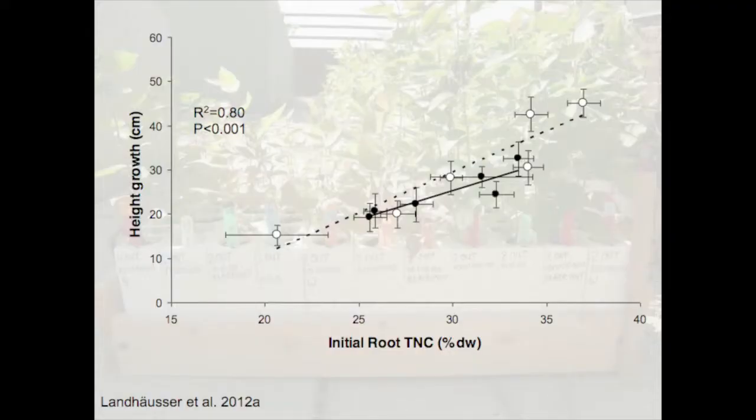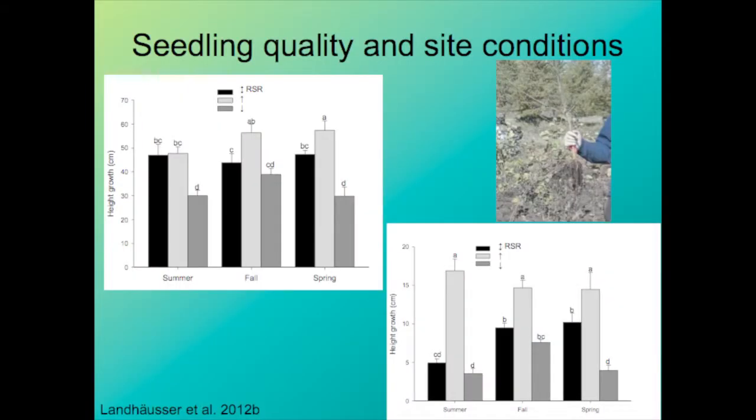And what we found, once we planted out these seedlings, is a beautiful relationship with root carbohydrate reserves and how they performed in the field. This is very nice: you can pretty much double your height increment in 1 year by just putting out better seedlings. That's what it boils down to.